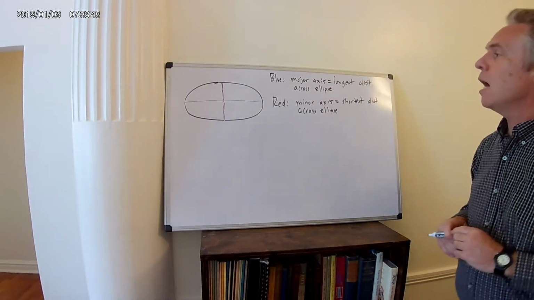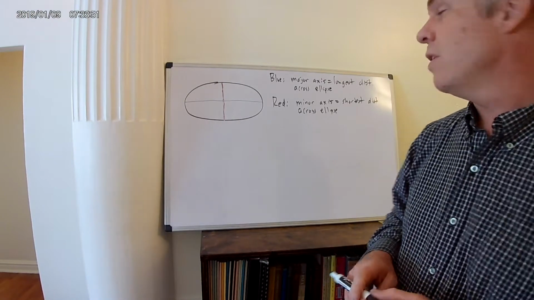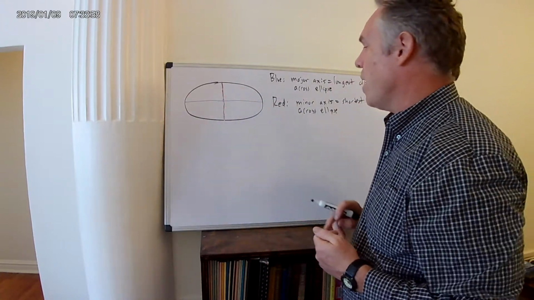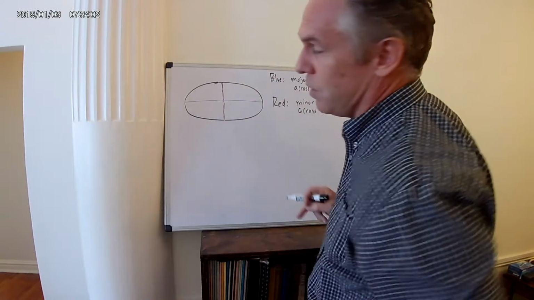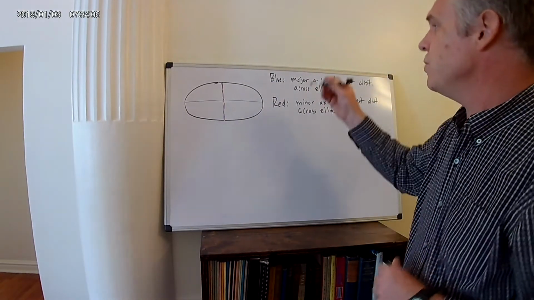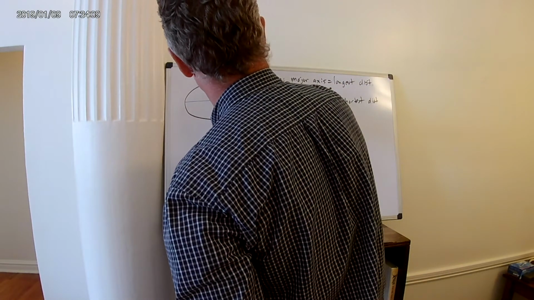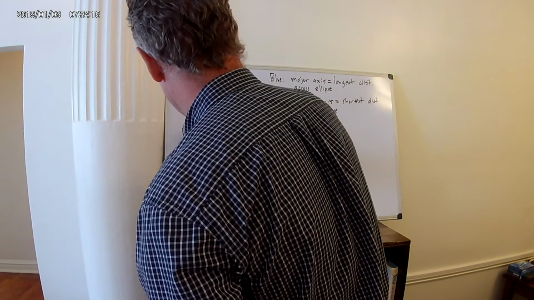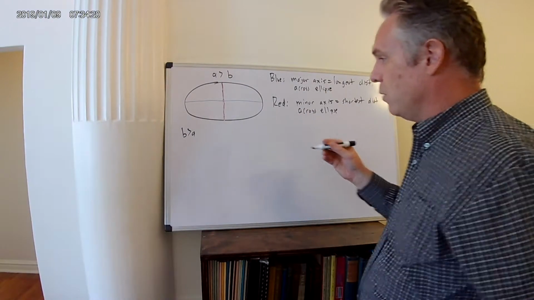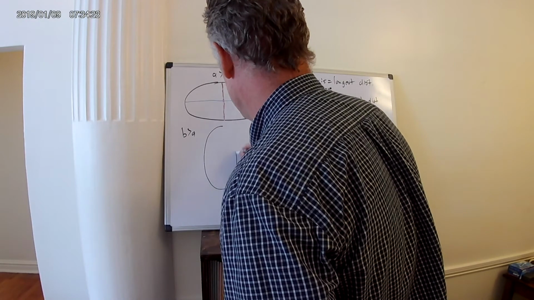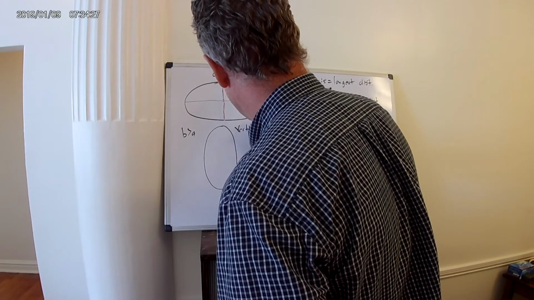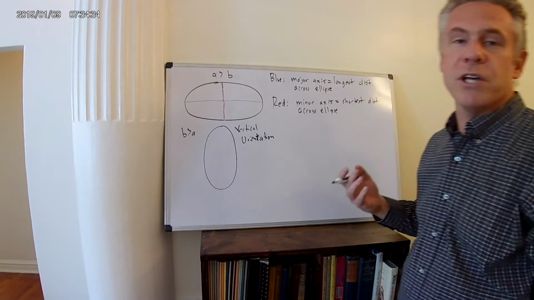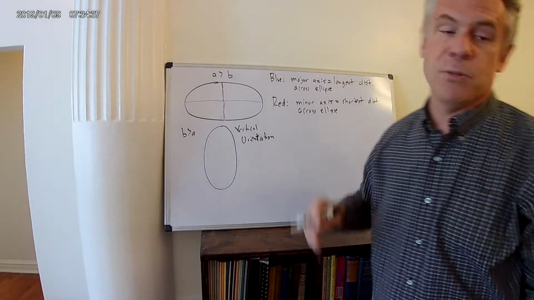Now I also should mention that there are the semi-major and semi-minor axes. The semi-major axis is half of the major axis, so this would be the semi-major axis. The semi-minor axis is half of the minor axis, so this distance would be the semi-minor axis. This is a case where a is greater than b, which we had in the last problem. You might wonder what happens when b is greater than a. If b is greater than a, then your vertical distance is bigger than your horizontal distance, and you get a vertically oriented ellipse. So you can have a horizontally oriented ellipse or a vertically oriented ellipse, depending on which is bigger, a or b.